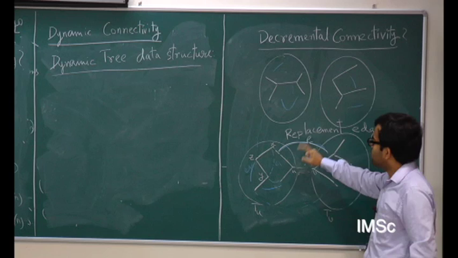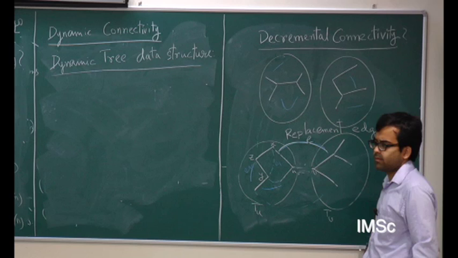No, but we may not delete E, right? There is an adversary sitting there. He might delete ZX, this edge, in the next step.